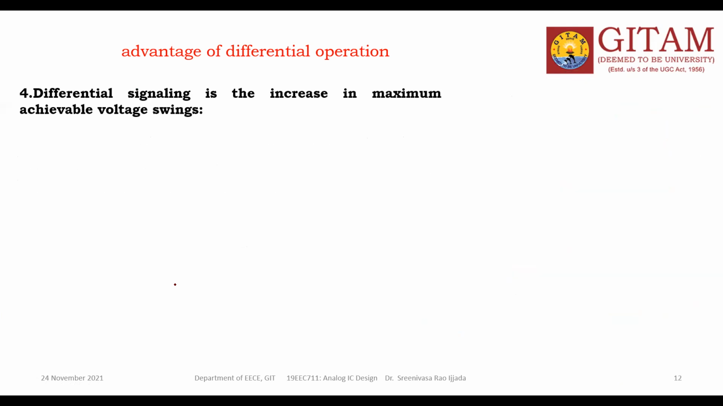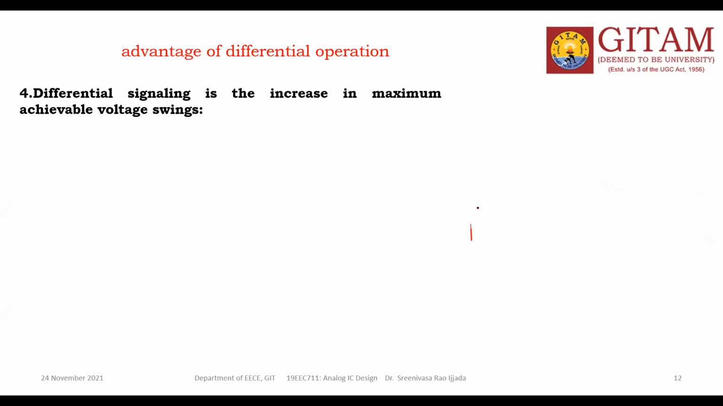Yes. Another one is that differential signaling increases the maximum achievable voltage range. Generally our concept is what? You need to get the same output. Same output means input and output should be an exact replica. I am talking about only the shape. If the shape is preserved and it has more amplitude, it means it is amplified. Got the point or not?